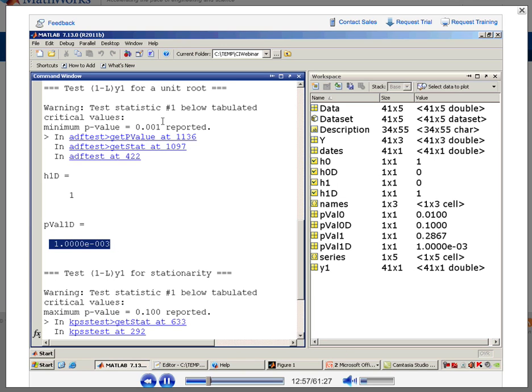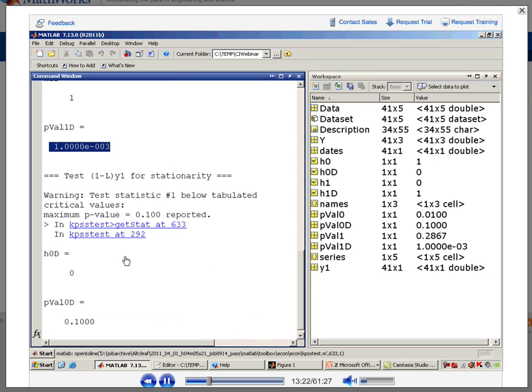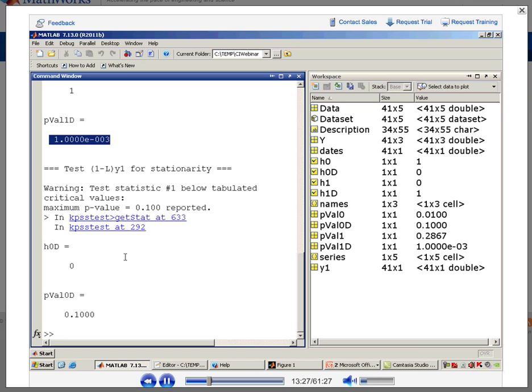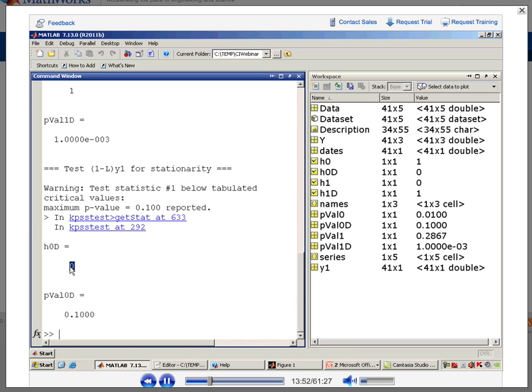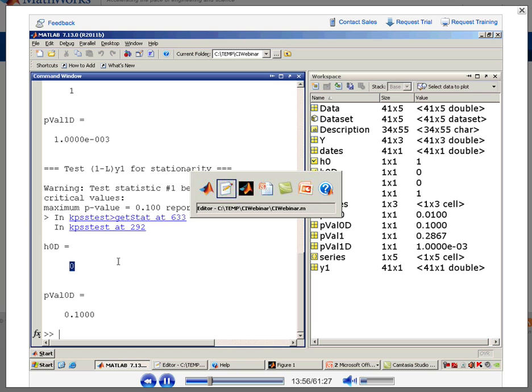In fact, notice this warning. It says that the test statistic was so large that it was beyond the critical values that are tabulated in the test. And so what the test is returning here is just the minimum p-value in the tabulated values. So that's a very strong rejection. And the same thing down here for the stationarity test. You can see that we're getting the same kind of warning that the test statistic was so large that what's being reported here is just the maximum p-value. In this case, it's a maximum p-value because we have a left-handed test on the one hand and a right-handed test on the other hand. But the important point is that both of these are very strong, either rejections of the unit root hypothesis or a failure to reject the stationarity. So this is exactly what we want.